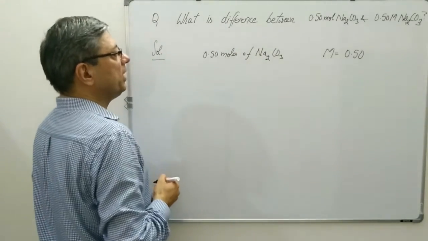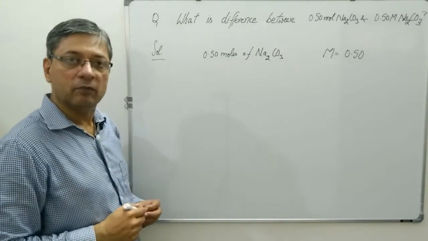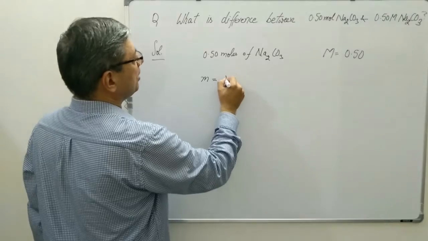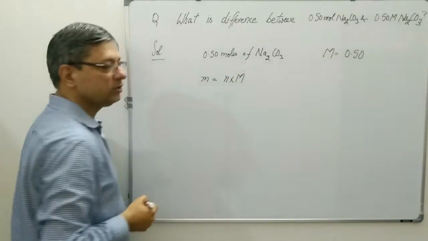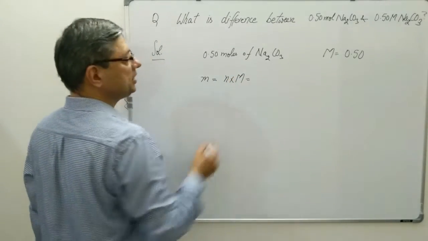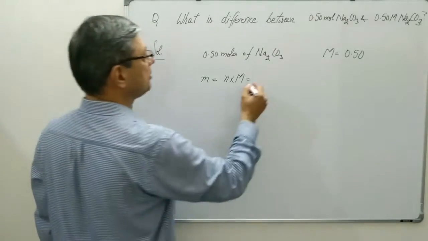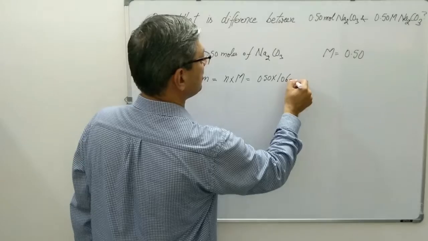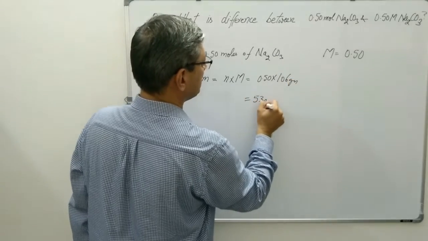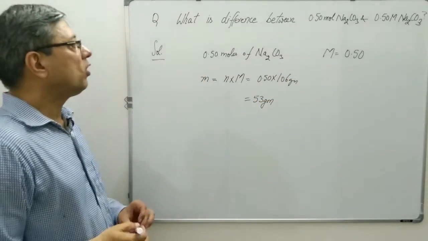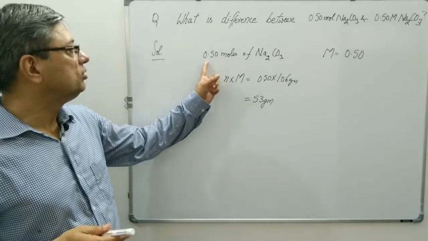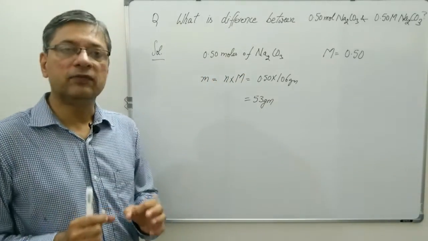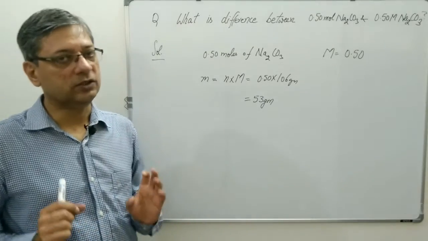0.50 moles of Na2CO3 can be converted into mass. So mass will be equal to number of moles into molar mass of Na2CO3. Molar mass of Na2CO3 is 106 grams. So 0.50 into 106 grams comes out to be 53 grams. Therefore, according to this statement, 0.50 moles of Na2CO3 means we have got 53 grams of Na2CO3.